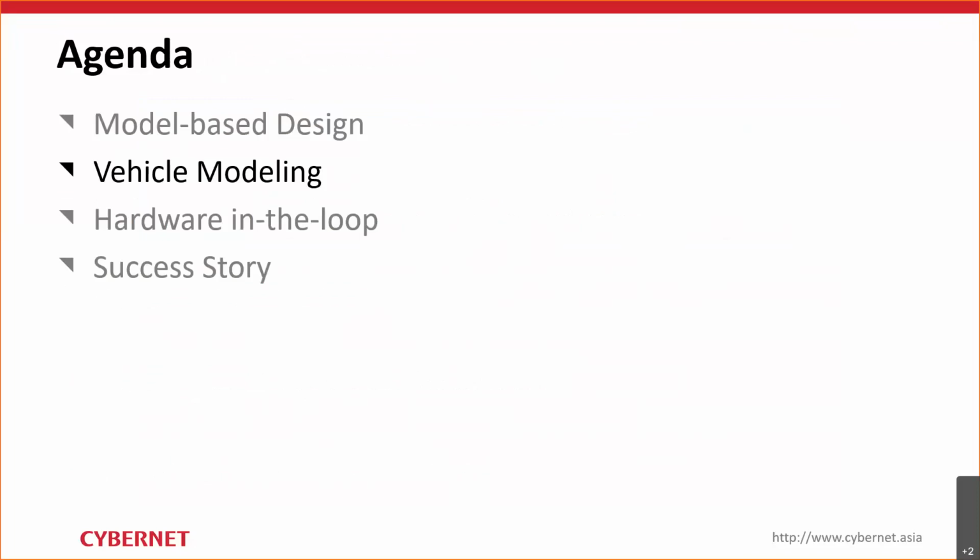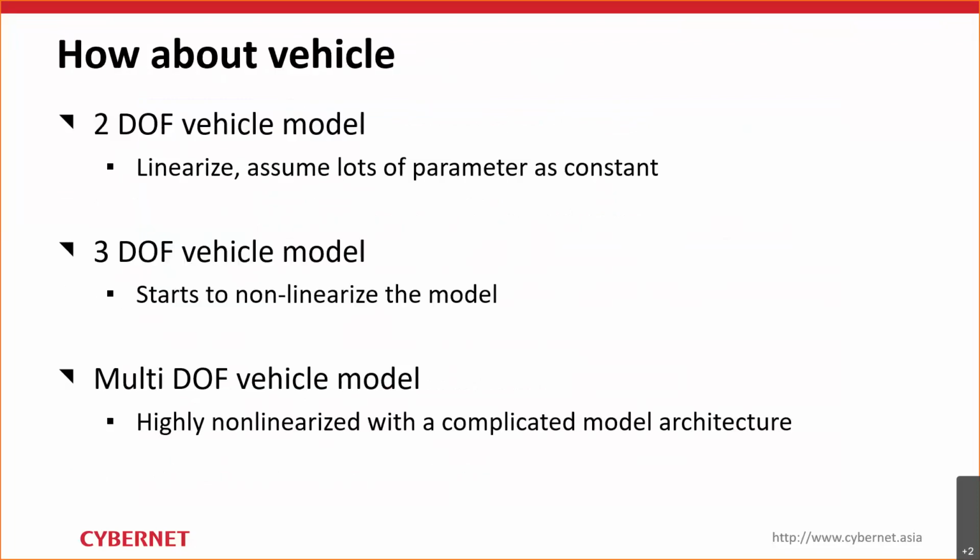After we learned about the model and model-based design, I am going to show you about vehicle modeling. We have learned about models and model-based design. The most important thing in modeling is the domain knowledge. So how about the vehicle model for model-based design? In vehicle dynamic modeling, we will probably use some simple models. For example, the 2 degree of freedom vehicle model, the 3 DOF vehicle model, and a multi-DOF vehicle model.